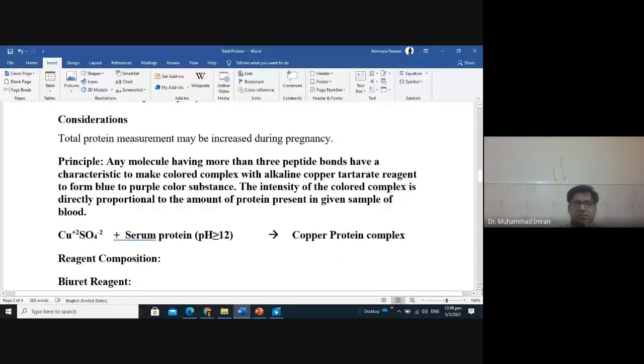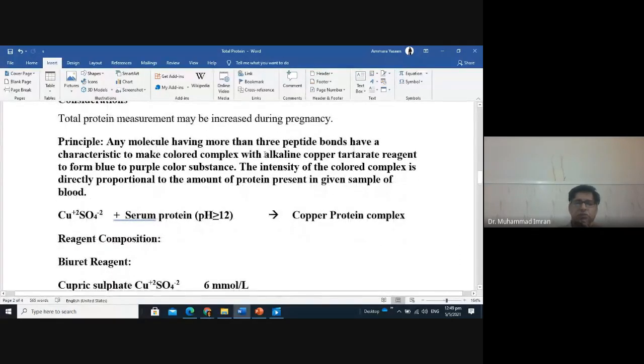What is the principle of this test? Any molecule having more than three peptide bonds has a characteristic to make a color complex with the alkaline copper sulfate tartrate reagent to form a blue to purple colored substance. The intensity of the color complex is directly proportional to the amount of protein present in a given sample of your blood. The more the color protein complex, the more the total protein present in your blood serum.